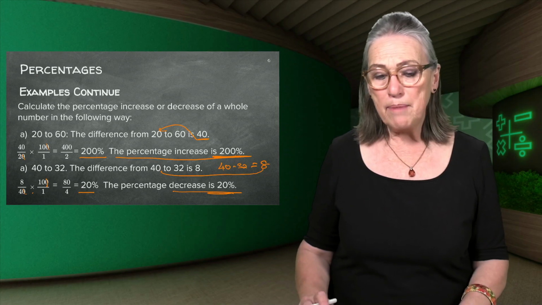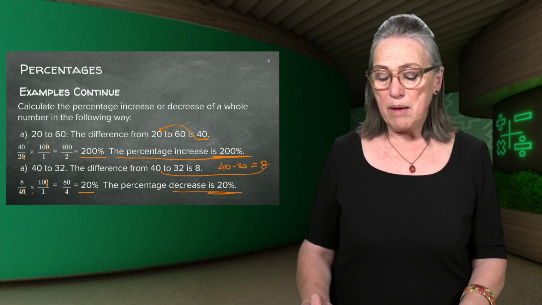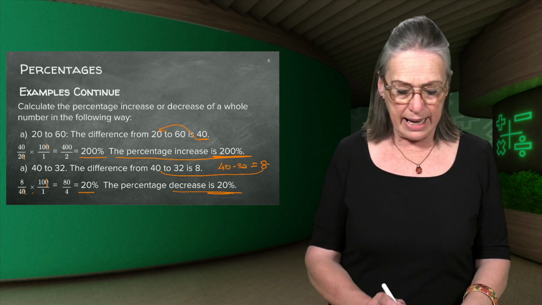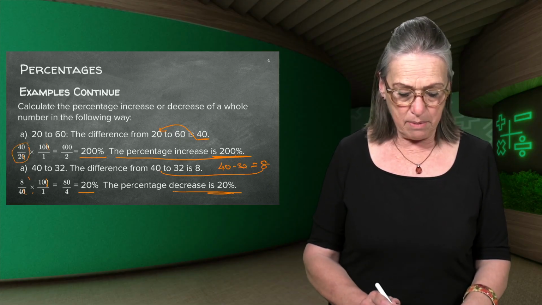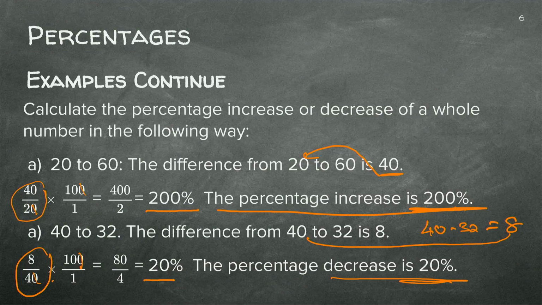Please pause, make sure that you understand, because the problem always comes in this fraction. If there's an increase from 20 to 60, you find out the difference from 60 to 20, which is 40. But it is 40 times bigger than the initial. So it's 40 over 20, then times 100 over 1. And if it's 8 times smaller than the initial, it's 8 over 40 times 100 to work out the decrease.